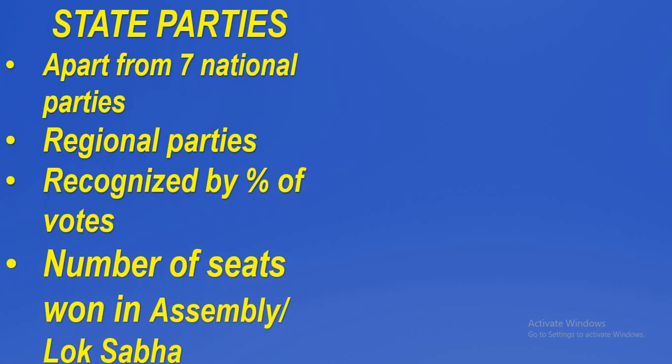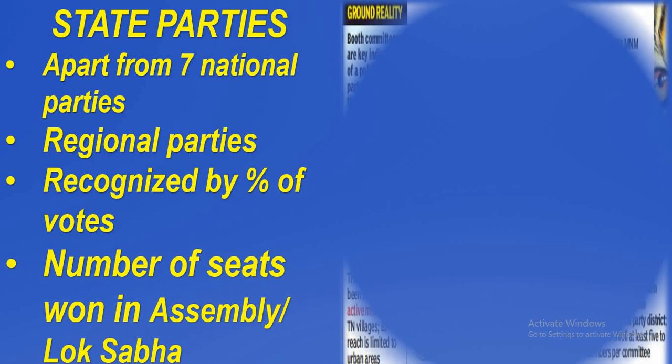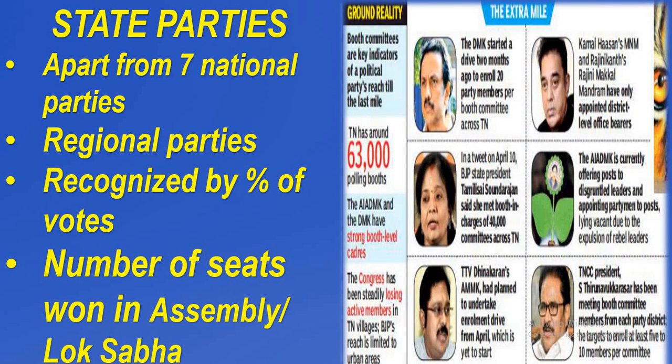We'll move on. The state parties and the national parties. So we have many state parties, because with the national parties we consider only 7 national parties. Apart from the 7 national parties, every other political party is considered a state party. It is also called a regional party.